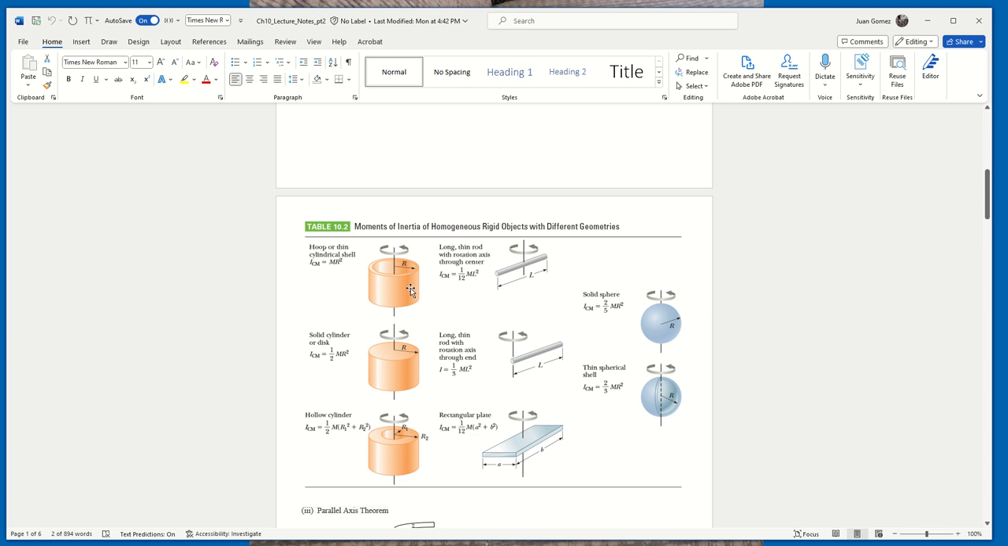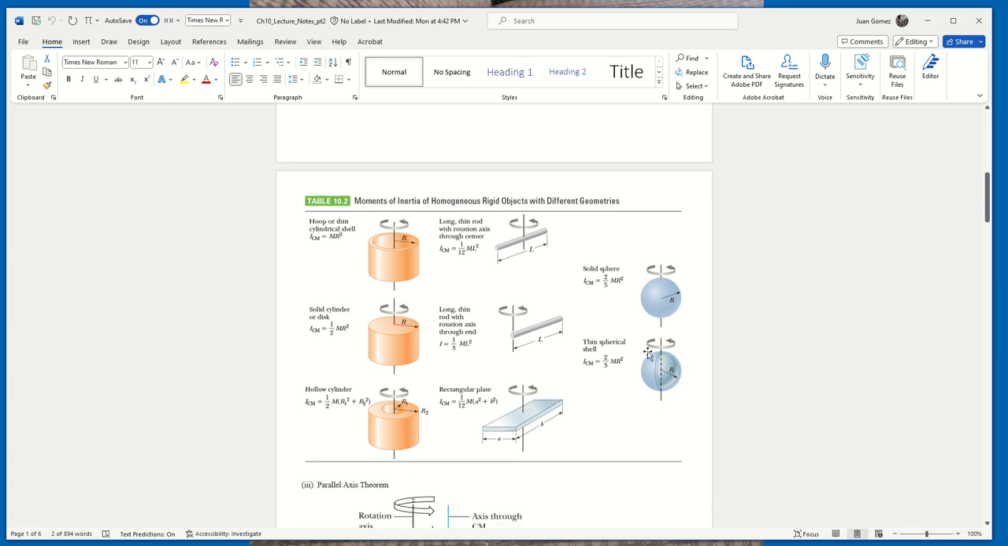Here we've got a hoop or thin cylindrical shell, solid cylinder, a hollow cylinder, meaning it has an inner radius of R1 and an outer radius of R2. Here's a uniform rod pivoted about an axis through its center. Same uniform rod pivoted about an axis through one end. Here's a rectangular plate, also known as a lamina. Here's a solid sphere. Here's a hollow sphere, i.e.